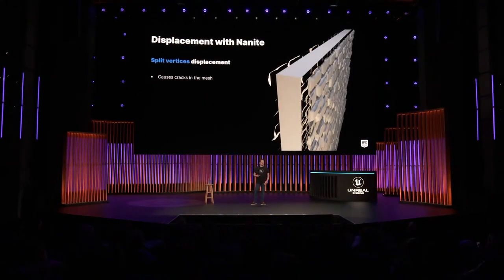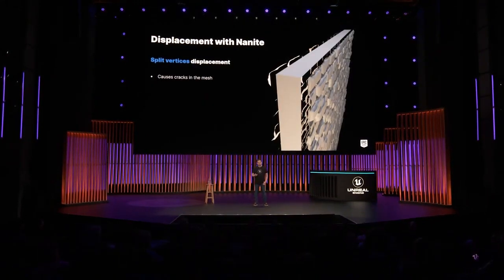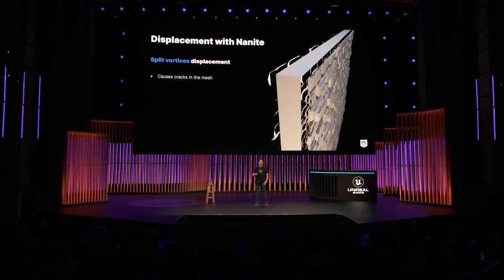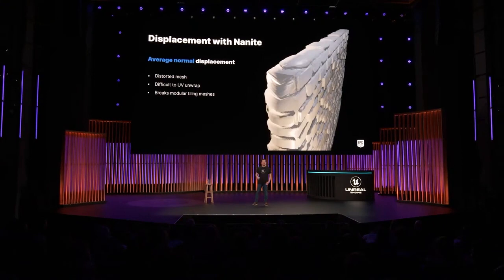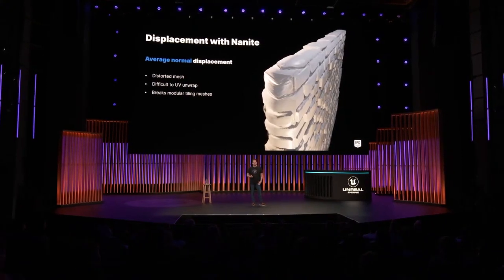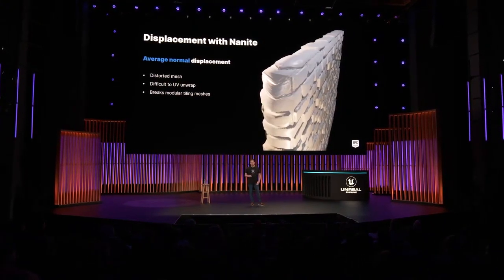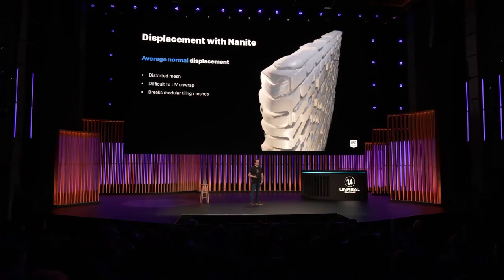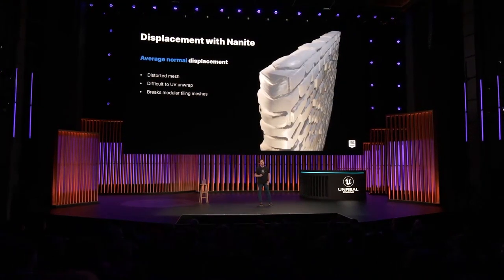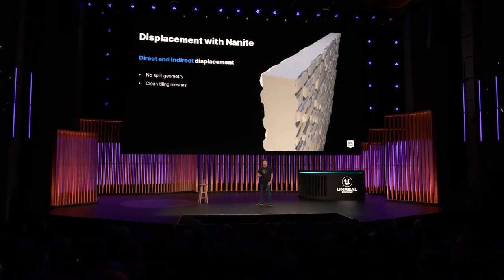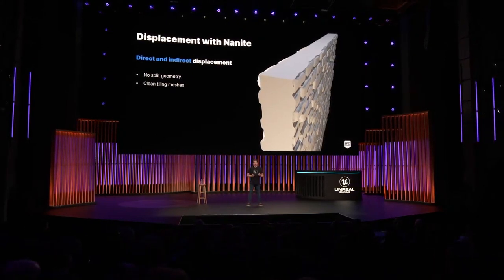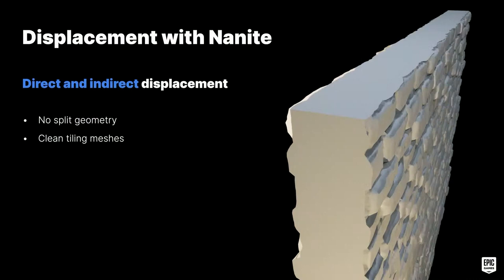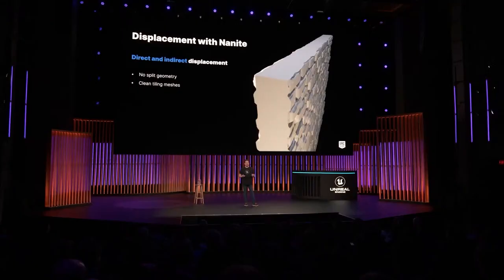Then we had to solve the most common problems with displacement. If you do displacement on split vertices, you get cracks in the mesh. If you do it on an average normal, you get a distorted mesh. It's very difficult to UV unwrap, and it breaks modular seamless tiling meshes. We needed something like this, which is a mixture of direct and indirect displaced surfaces, with no splits in the geometry, and we maintain a clean tiling mesh.